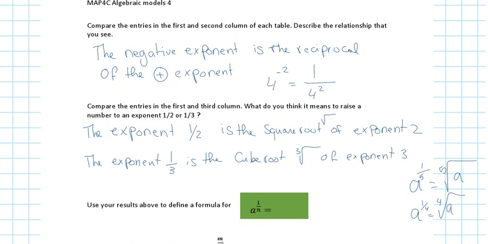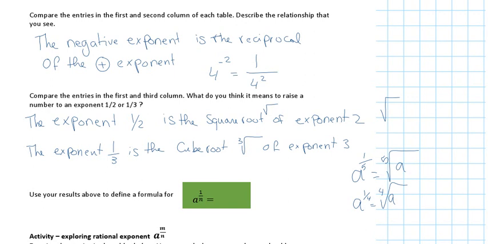Okay? As we did earlier, we said that if I have a to the power of 1 over 2, that's the same thing as the square root of a. Right? And then we said if I have a to the power of 1 over 3, that's the same thing as the cube root of a. So no matter what your denominator is in the exponent, that is going to be your root. Correct?